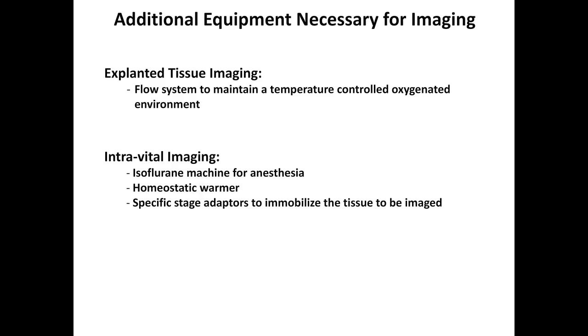In the case of intravital imaging, again, depending on the specific tissue imaged, things might vary, but typically you will need an isoflurane machine for the anesthesia of the mouse, as well as a homeostatic warmer to keep the body temperature at 37, and specific stage adapters to immobilize the tissue that you are interested in imaging.